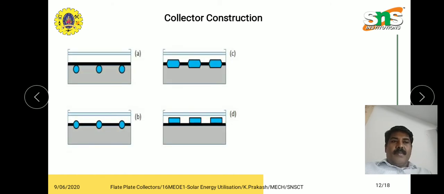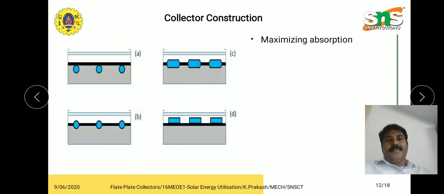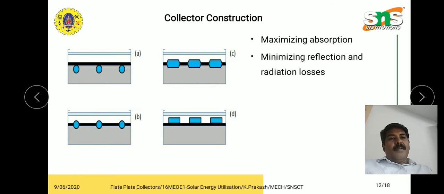Coming to the scope, what are the major things to be focused on in these flat plate collectors? The design of the structure of the tubes can be varied.